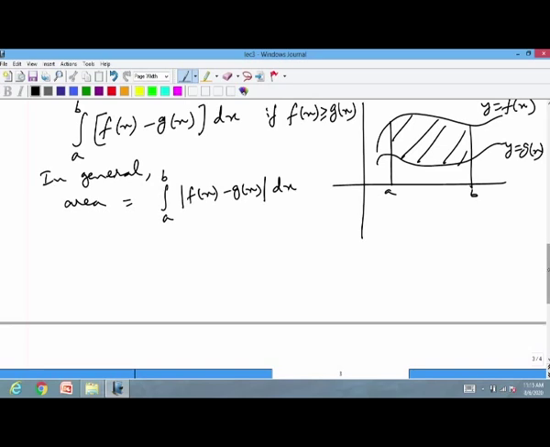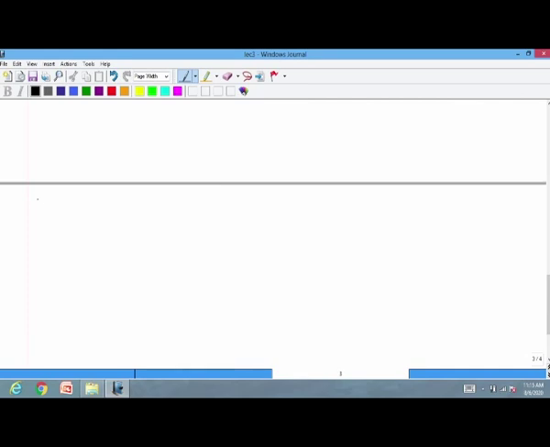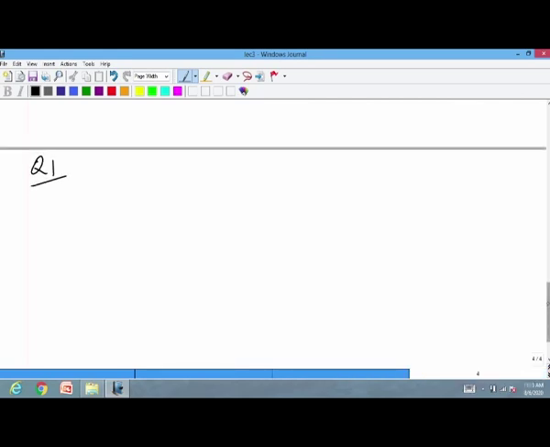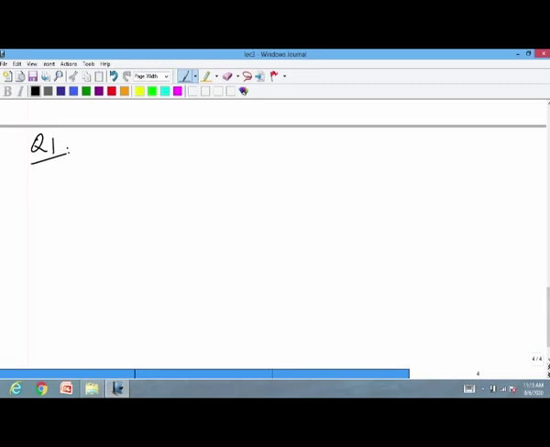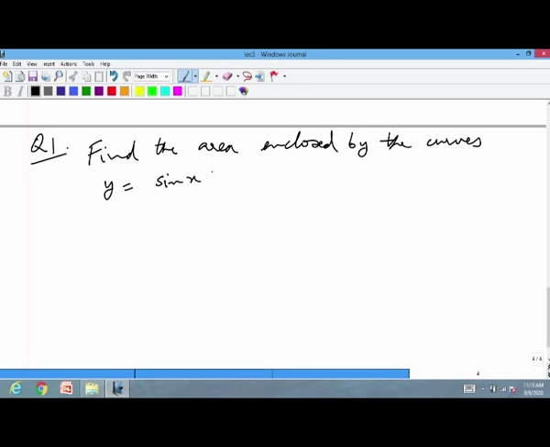So, now let us look at some problems. First one, let us find the area enclosed by the curves y equal to sin x plus cos x and y equal to mod cos x minus sin x over the interval 0 to pi by 2.